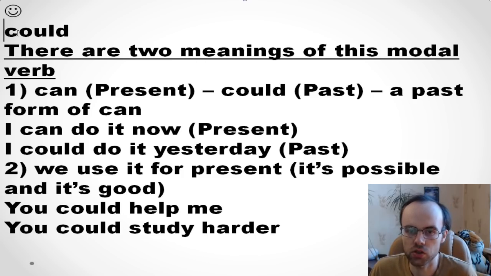Okay, very good. So could. There are two meanings of this modal verb. You see, can for present and could for past. It's a past form of can. I can do it now, present. And I could do it yesterday, past. We use it for present. It's possible and it's good. You could help me. You could study harder.